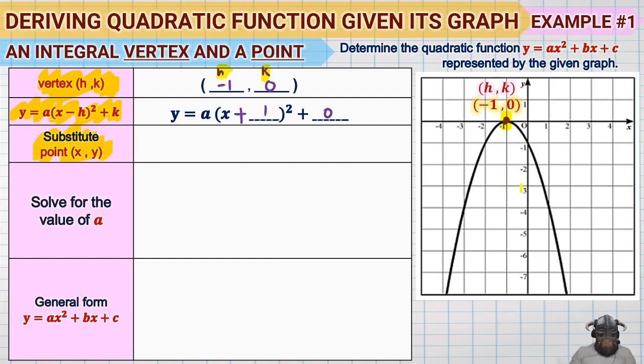So next step is for us to substitute a point on the parabola. So for me, let's try to identify one point on the parabola. Let's have this 1, negative 4. So, ito yung point na yan.